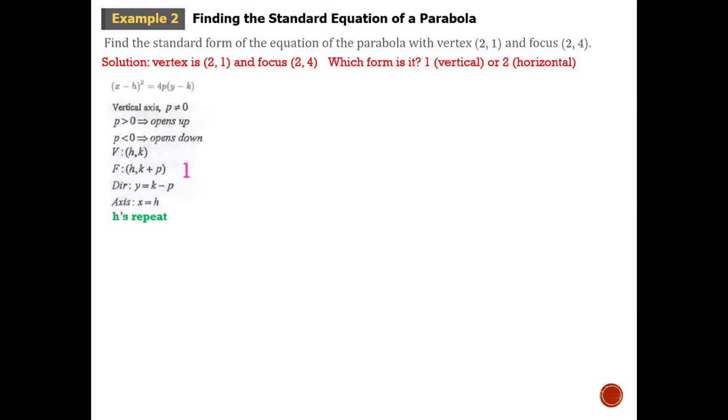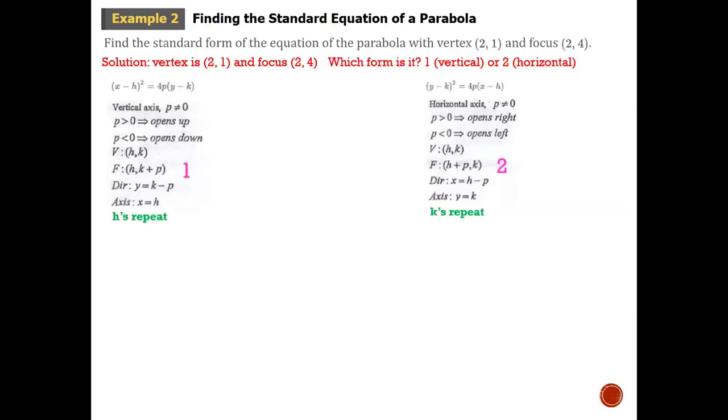Well, let's see. We have the sets of information here. We notice that in ours, the h's repeat. So let me emphasize that right here. When it's with a vertical axis, these h's, the first coordinate of the vertex and the focus, are going to be the same. That's what we mean with the h's. Over here, let me emphasize that if it's a horizontal axis, the k's repeat. So notice that the second coordinate, the vertex k and focus k, are going to match.